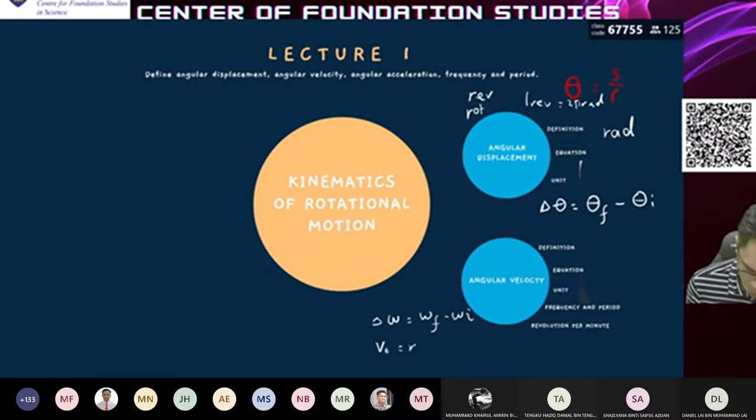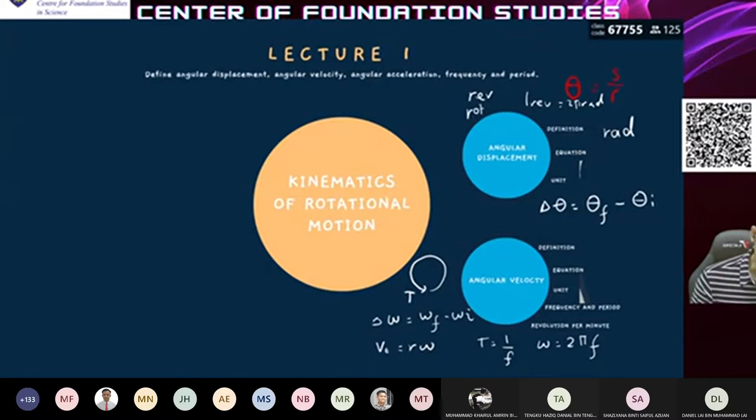Other than this equation, kita boleh juga cari the omega from the frequency and period. And we know that one full cycle, we call it period T. So T is equal to 1 over frequency, and the omega is equal to 2 pi times the frequency. And then revolution per minute is also a unit for angular velocity, di mana revolution per minute ni, we need to convert it into radian per second. Sometimes dia bagi revolution per second, but you have to convert it into radian per second. It is a unit for angular velocity.